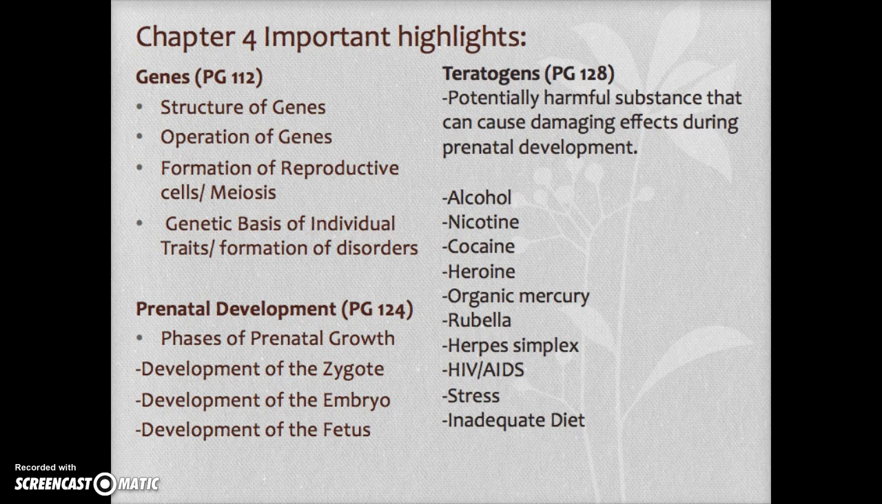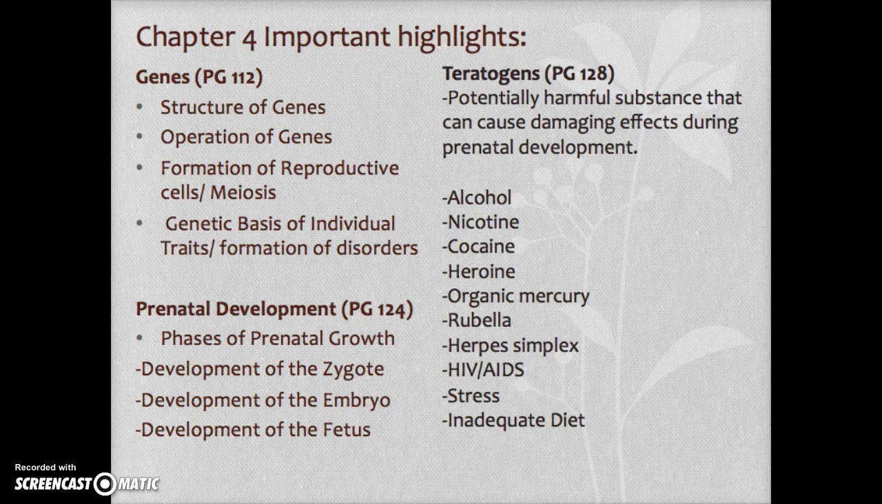Chapter 4's important highlights that I found were genes, that's on page 112. It covered structures of genes, operation of genes, formation of reproductive cells, genetic basis of individual traits, and formation of disorders. Prenatal development, that was on page 124, covered phases of prenatal growth, which was development of the zygote, embryo, and the fetus.